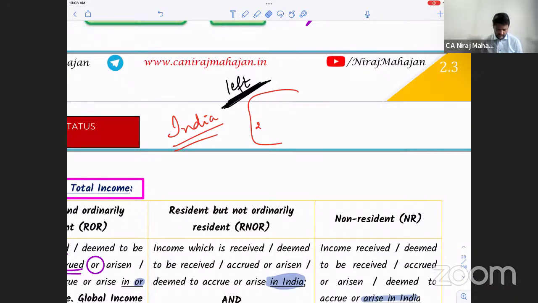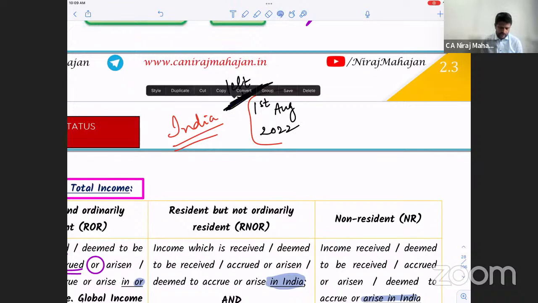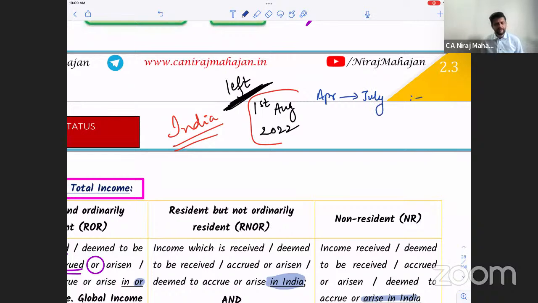Let us say he leaves on 1st August. Ready? That means April, May, June, July. April to July, again 4 months. Almost 120 days is in India.